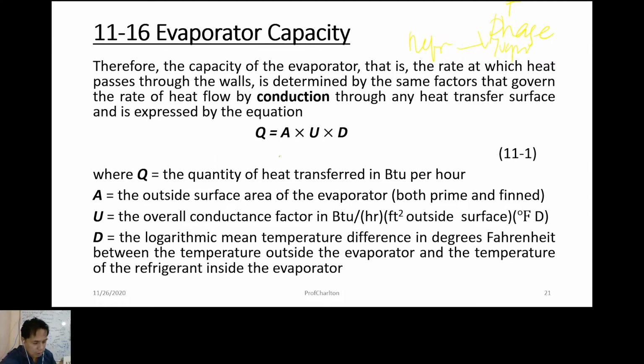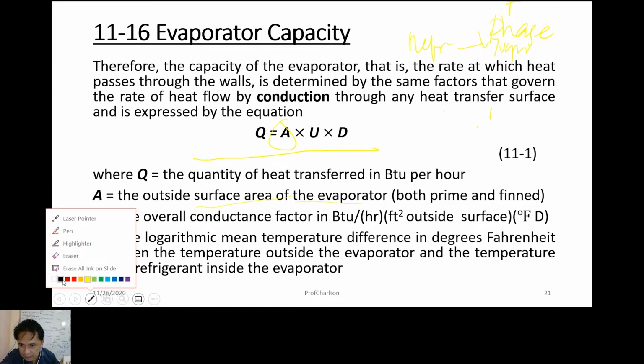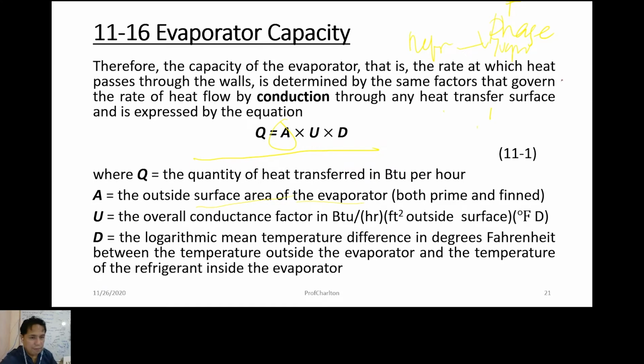Now, we go to the formula, which is Q = A U ΔT. So, yung Q is just the heat, the heat transfer, or the heat energy transferred into the surface. What is A? A is the surface area of the evaporator tube. So, ito yung mga tubo ng evaporator, and then to increase its area, merong tinatawag na fin.